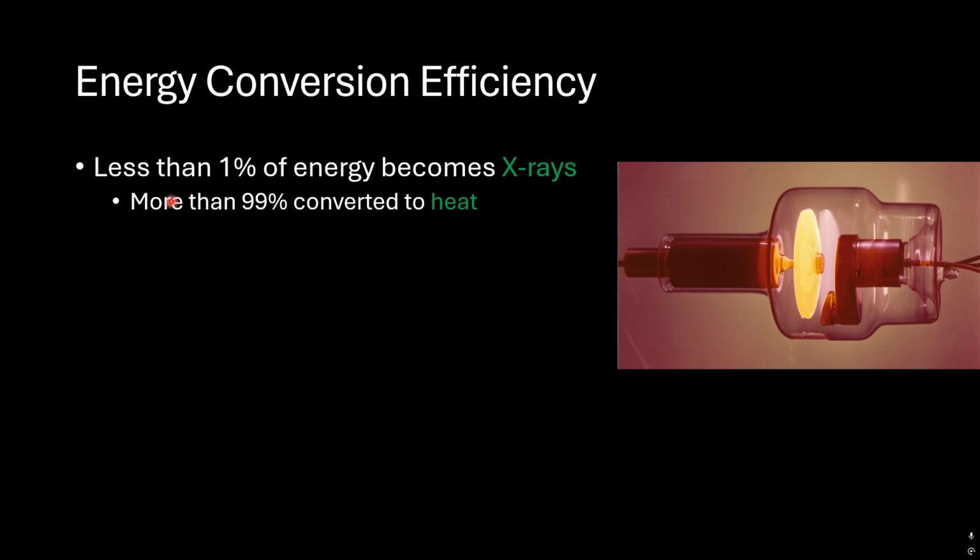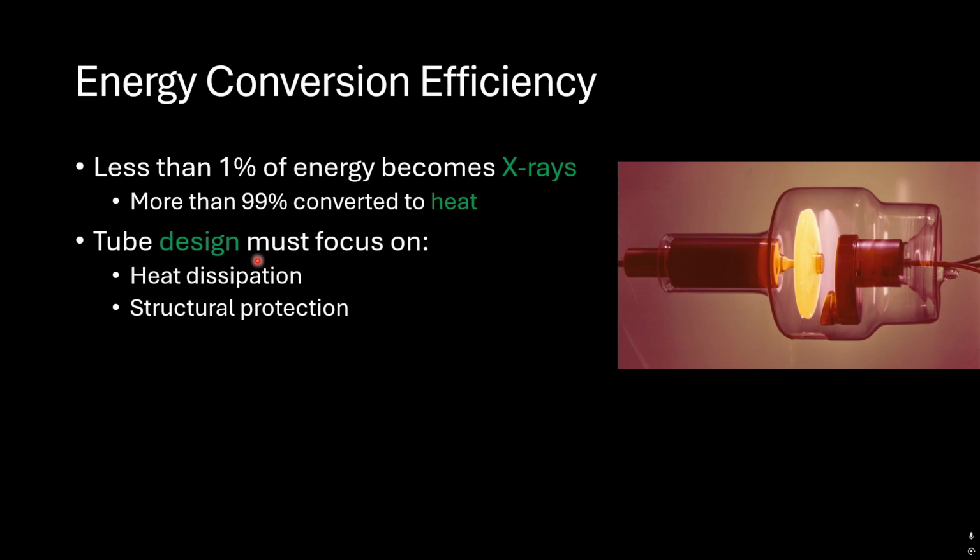Let's talk about the energy conversion efficiency. What about the X-ray efficiency? Less than 1% of energy becomes X-rays. Therefore, more than 99% is converted to heat. So the X-ray machine is not energy efficient, because when we put energy into the machine, we only get 1% of that energy to become X-rays, and 99% will be converted into heat.